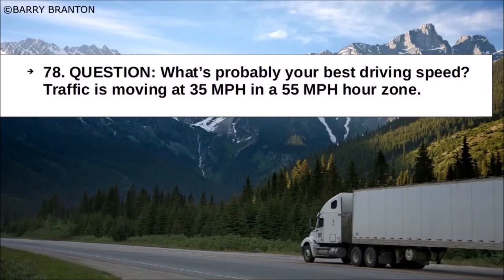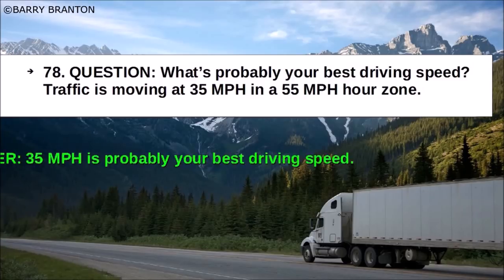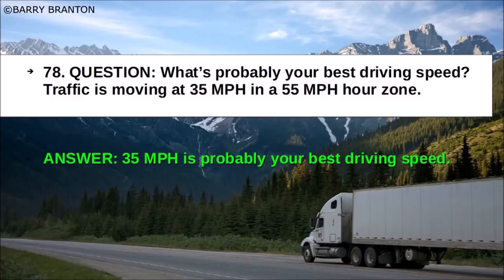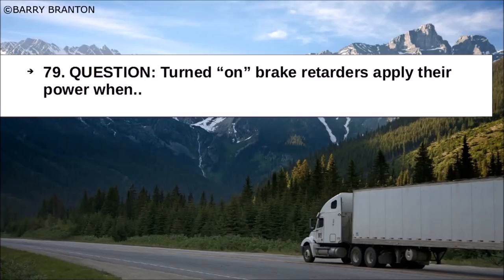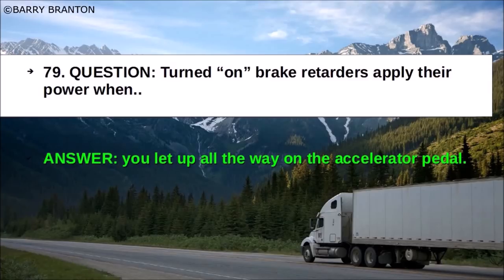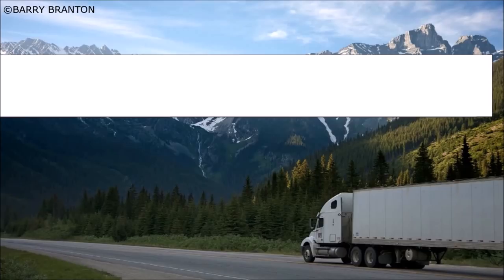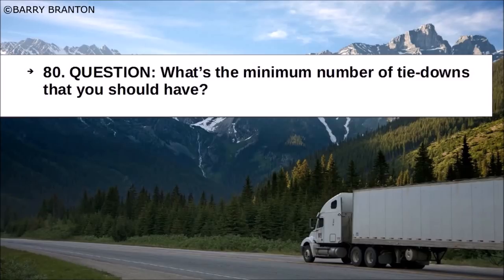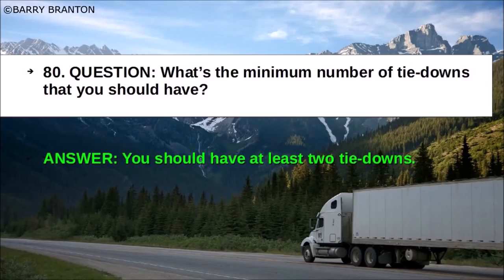What's probably your best driving speed? Traffic is moving 35 miles per hour in a 55 mile per hour zone. 35 miles per hour is probably your best driving speed. Turned on brake retarders apply their power when you let up all of the way on the accelerator pedal. What's the minimum number of tie downs that you should have? You should have at least 2 tie downs.